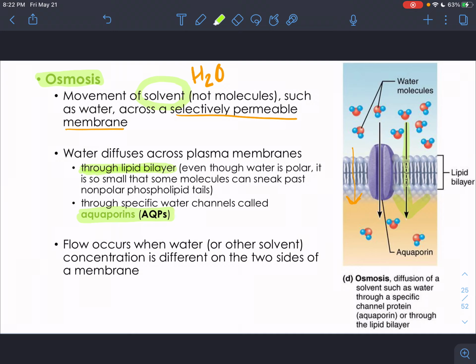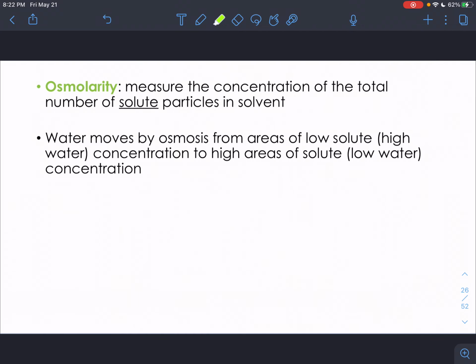The flow of water occurs when the concentration of water is different on two sides of the membrane. Again, osmosis is just the movement of water. So now we're looking at the concentration of water, but we can also speak about it in terms of the concentration of solute. When we talked about molarity briefly in chapter 2, we talked about it a lot more in lab. Osmolarity is a way to measure concentration of solute.